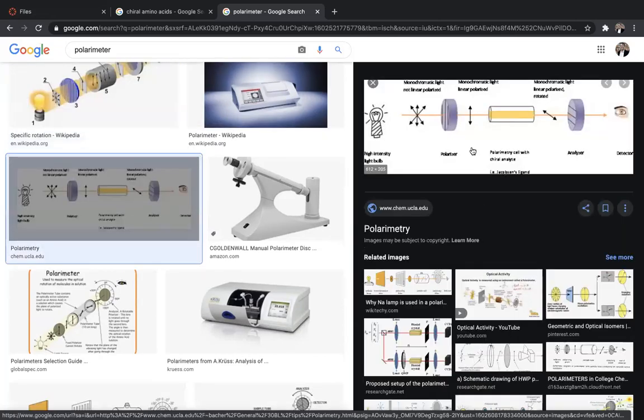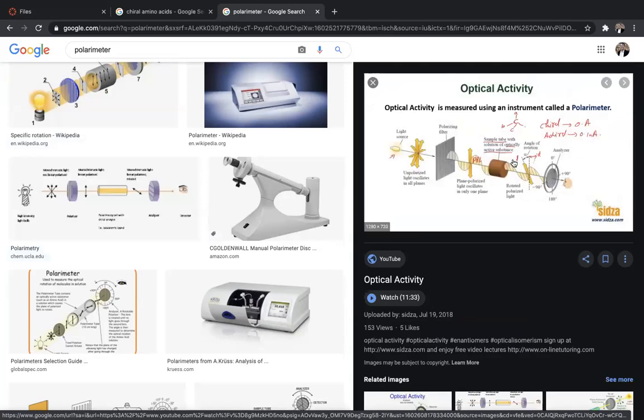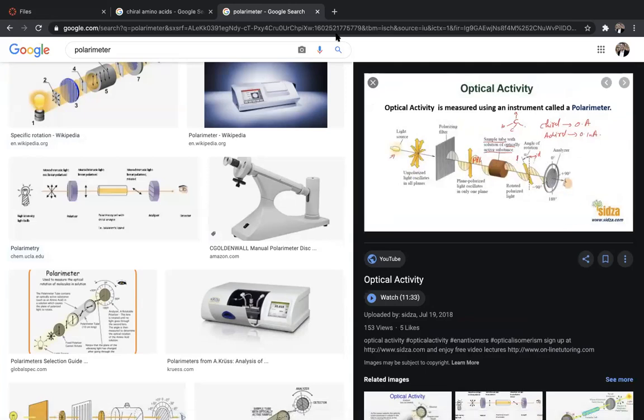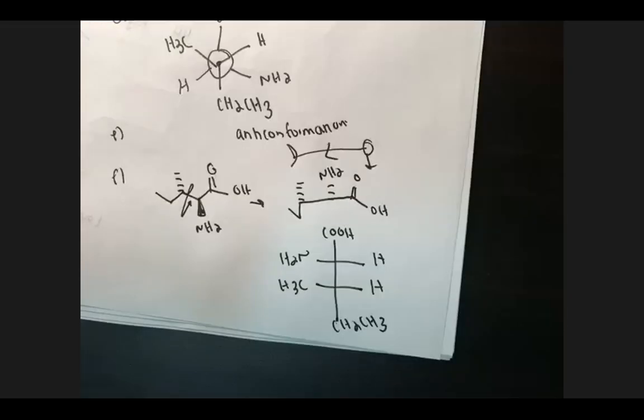You can see another example right here: you get one direction, you throw it through a sample of chiral analyte, and it rotates it. That's basically what optical activity is, and that's with all these chiral molecules, okay? I think that is good for you guys. Is that helpful?